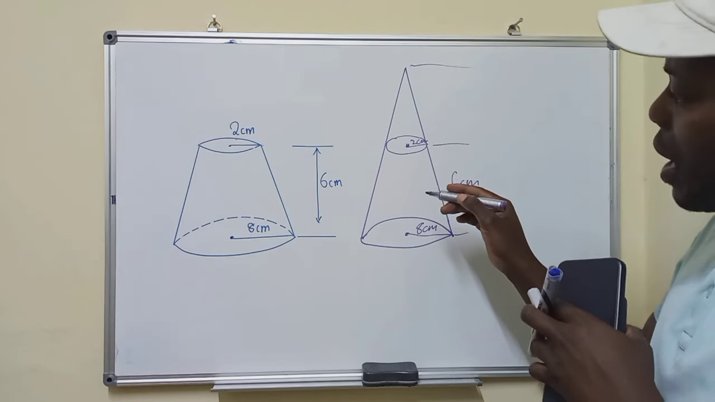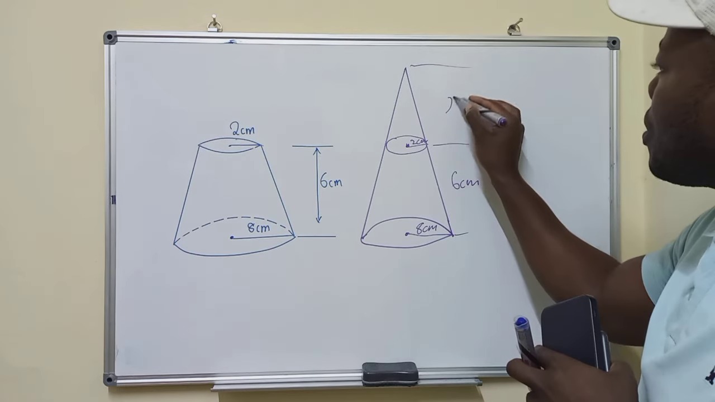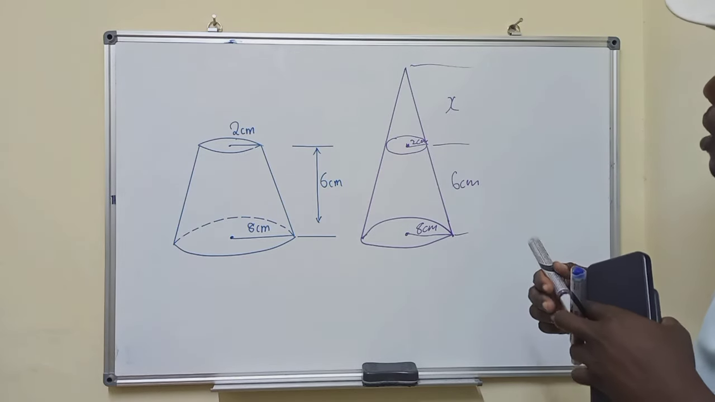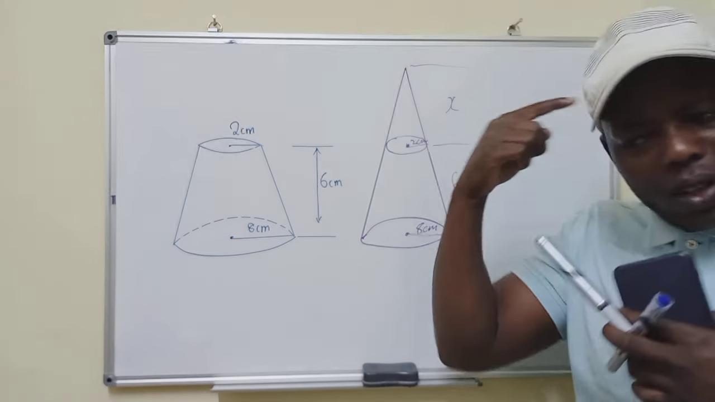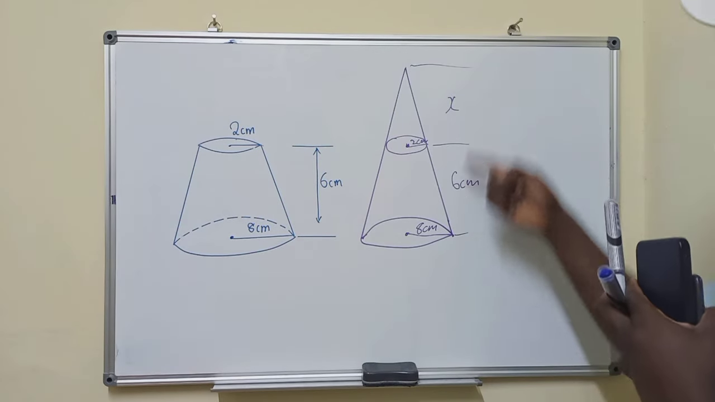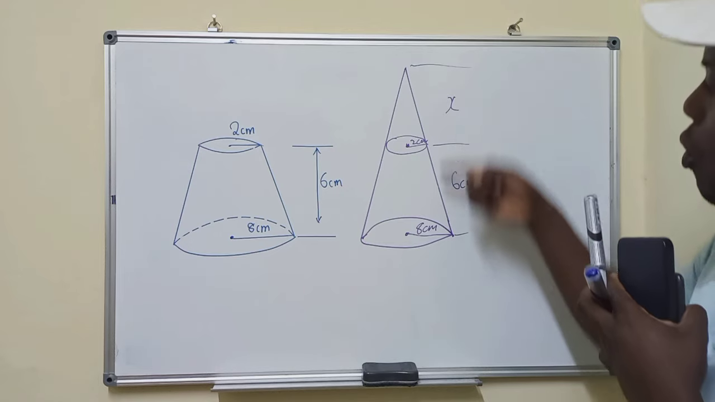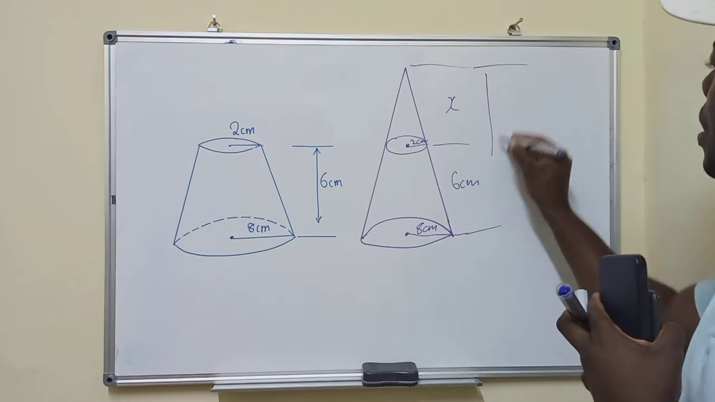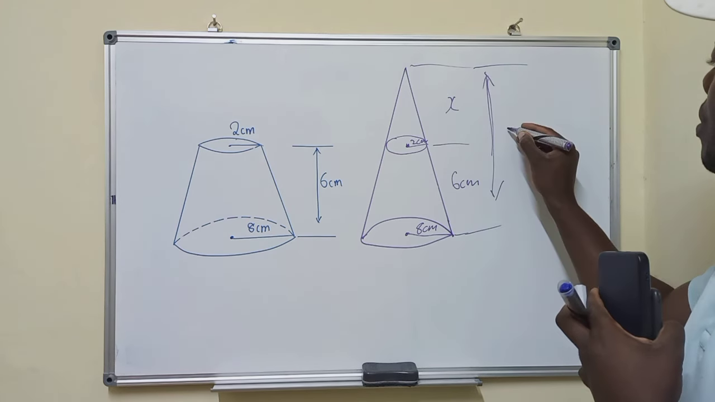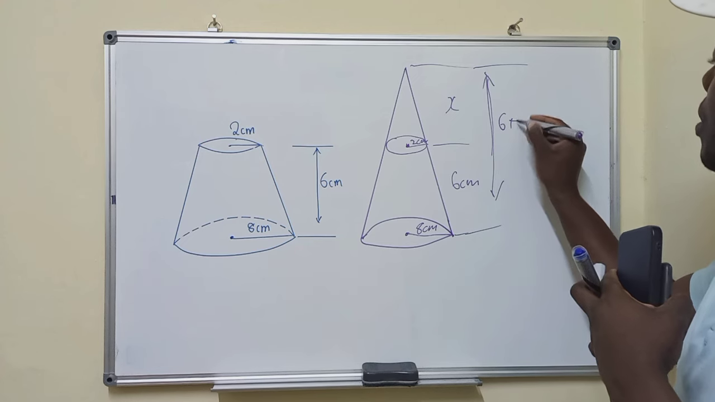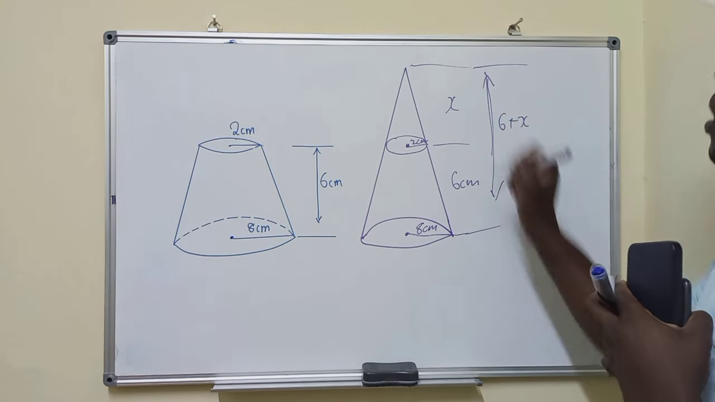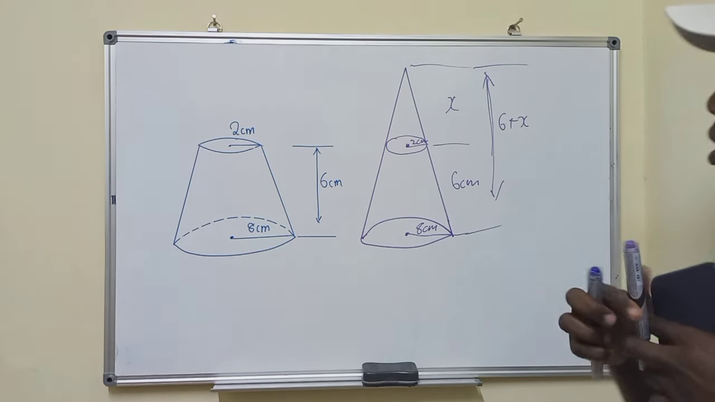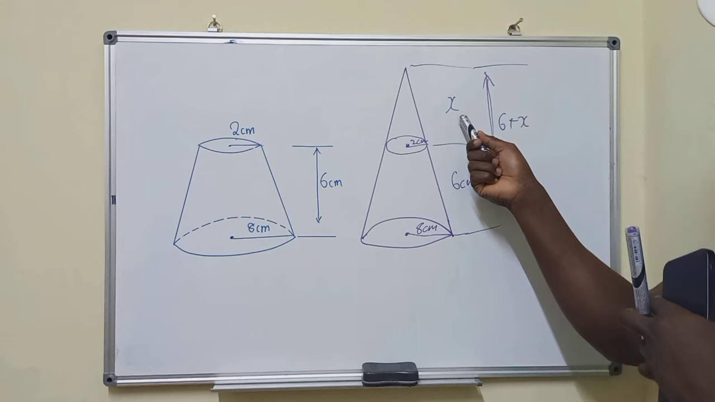Now, this part which has not been cut, we don't know it. So we say this is x. We say the part which is cut is x. Now put it in your mind and start thinking: what is the height of this full cone, the cone which is finished up to here before it was cut? The height before it was cut is just 6 plus x. We don't know the height which this cone had, so our first step here will be to find the value of x.